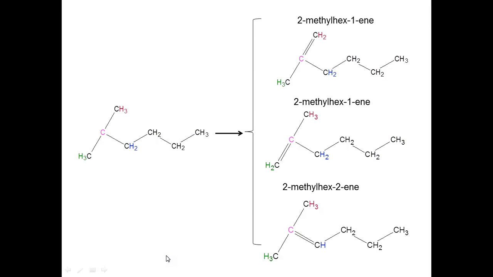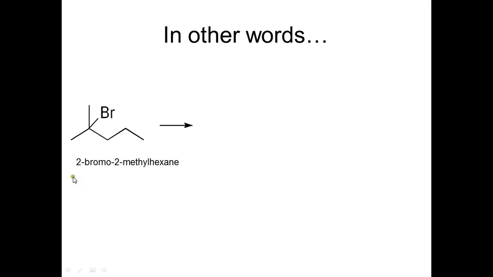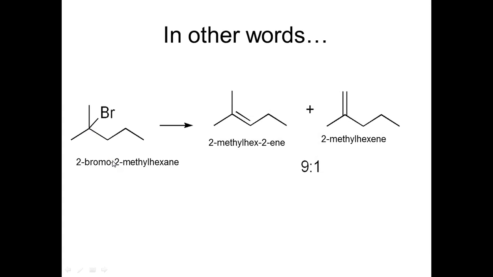Another way of looking at this example, so here's the exact same structure, just drawn as a line structure. This is the major product that's going to be formed. This product here is going to be the minor product. And the ratio will be 9:1. Again, this ratio is not a ratio that you need to know. You just need to know that this is the product that's going to be the major product.